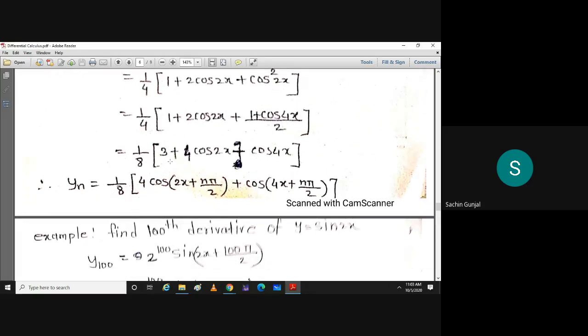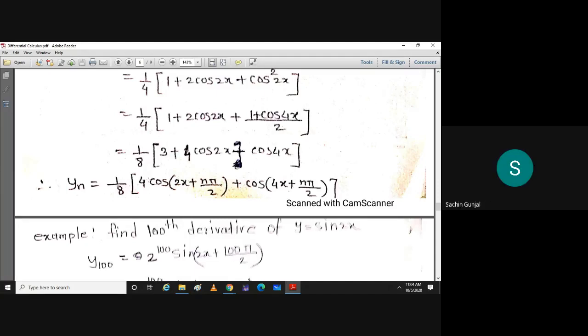Now tell me the nth derivative. Anybody? Nth derivative of this function? 1 by 8 is a constant in multiplication, so that will be as it is. Take nth derivative of this bracket. What is nth derivative of 3? 0. Okay. Then 4 is multiplication. What is nth derivative of cos 2x? Cos of 2x plus n pi by 2.